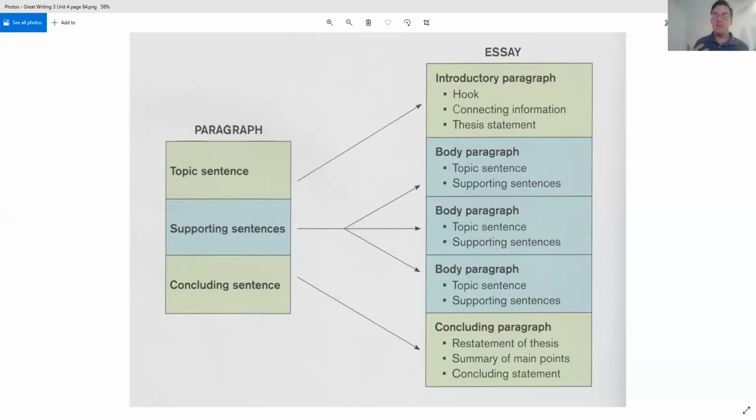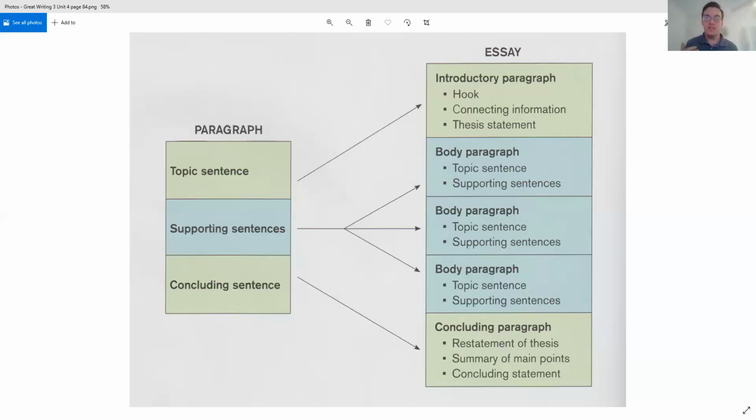Well, an academic essay has a very similar three-part structure, just like a paragraph. It's just longer and has more detail. So where you have a topic sentence in a paragraph, that topic sentence becomes an entire paragraph in and of itself, where your essay will have an introductory paragraph. And the main idea behind your essay will be in the last sentence of that introduction.